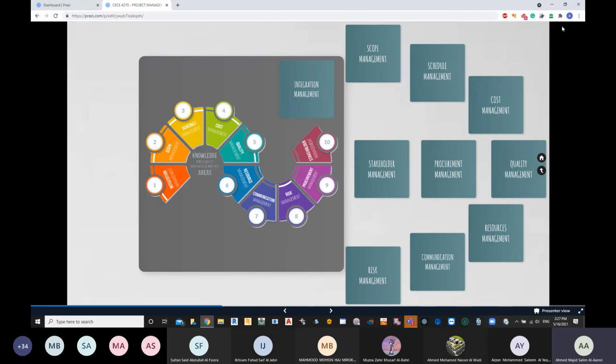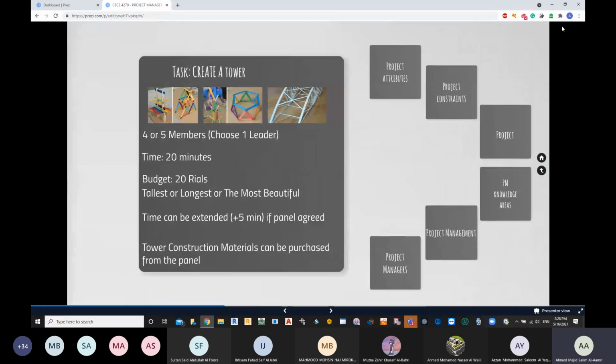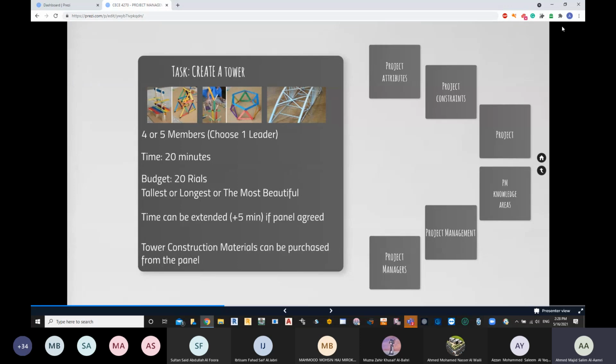Now, any question about any of the knowledge areas that is still not clear for you? If things are clear, then I'll jump to the next slide. Okay. Very good. Now we're going for project management.